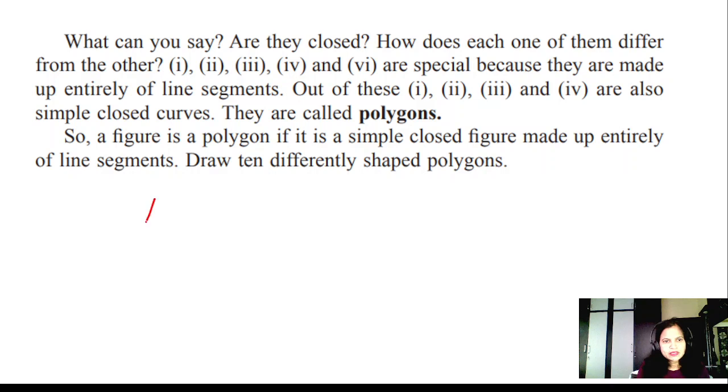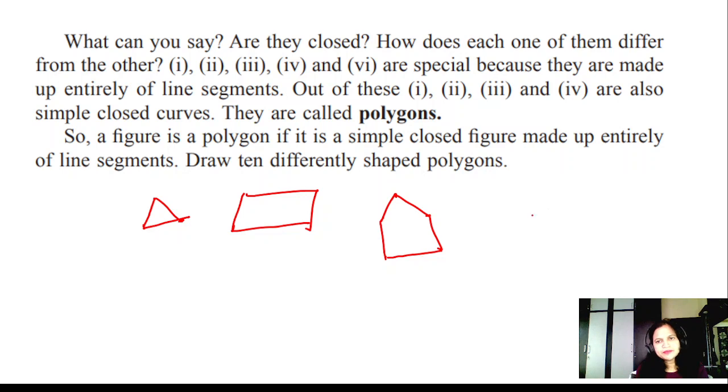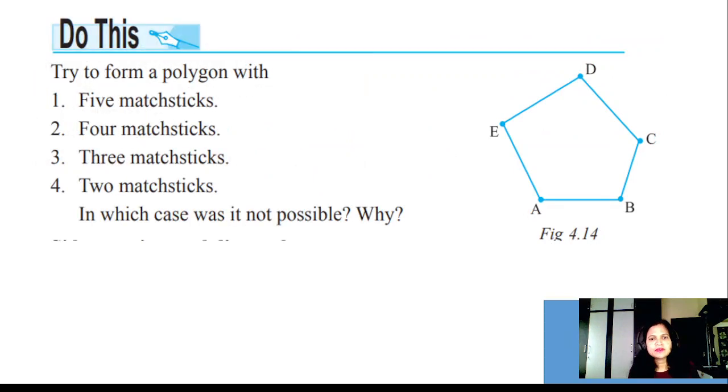I'll tell you. See, a simple polygon is, this is a triangle, it is a polygon, and with four sides it is also a polygon. Then with five sides it is a polygon. With six sides it is a polygon. Like this, the closed figures with line segments are called polygons.